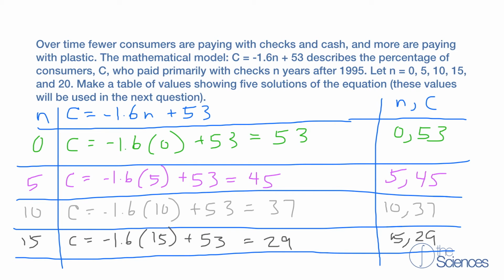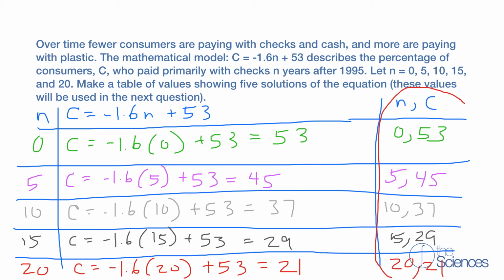Now lastly, we're going to determine our point when n is 20. C equals negative 1.6 times n, or 20, plus 53. So negative 1.6 times 20 is negative 32, plus 53 is 21. So we have a point of 20, 21. So these are our 5 solutions of the equation.